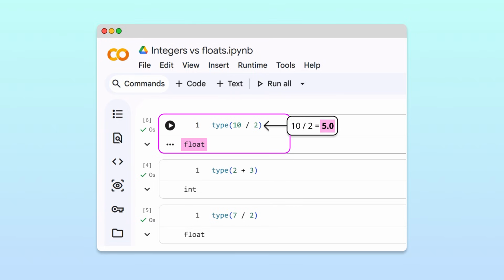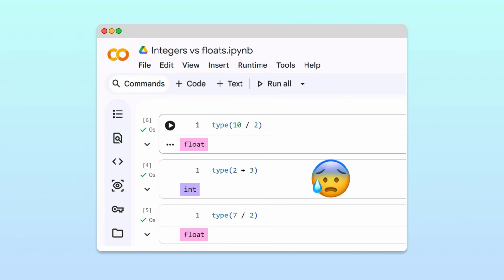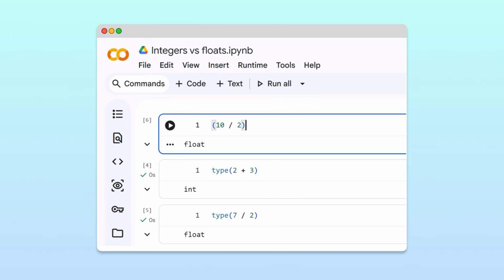Okay, but keeping track of which calculations result in an integer and which ones result in a float might seem like a lot of work. But don't worry, we can mix floats, like the result of 10 divided by 2, and integers, like 4, in our calculations, and Python handles the conversions automatically. For most purposes, we can simply think of both as numbers and let Python take care of the details.